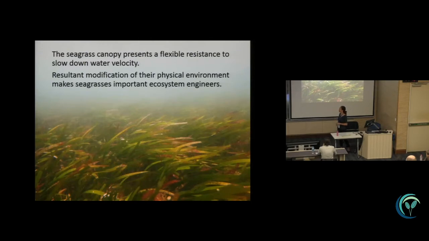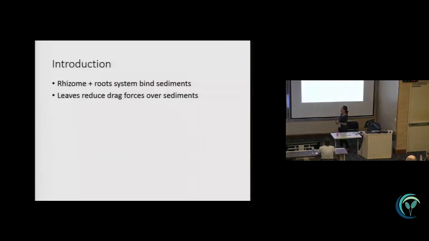All these are critical processes that are crucial for seagrass stability and growth. Some of the mechanisms that have been proposed and shown include the seagrass canopy having leaves to reduce drag forces over bed sediments, to reduce resuspension, and seagrasses having roots and rhizomes, a complex system to help bind and hold down sediments.